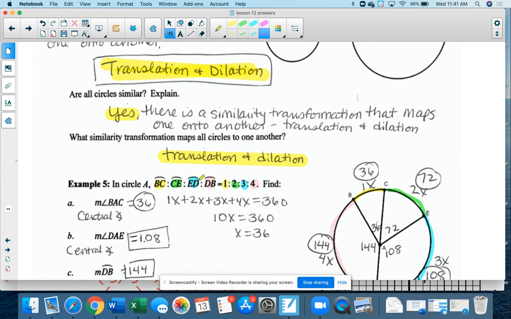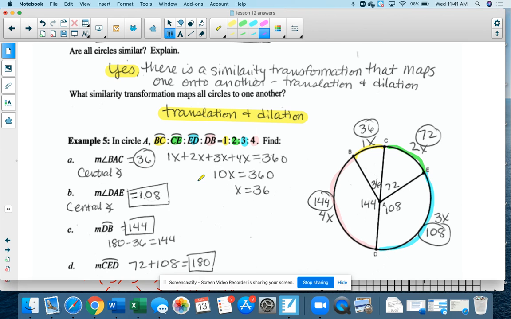Okay, and then we have another problem down here dealing with arcs and ratios. So again, I highlighted so you can see everything matches up. So BC is the first arc, so that's going to match up with 1x. CE in green is the second arc, so that's going to be 2x. I have that on the circle also. ED is the third arc, so that's my 3x, and I have that in blue. And then DB is the fourth arc, and that's my 4x. All of these arcs together, see the yellow, the green, the blue, the pink, they form a complete circle. So together, those arcs are going to equal 360 degrees.